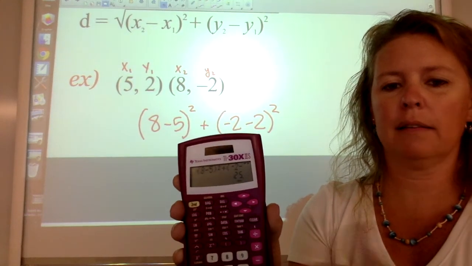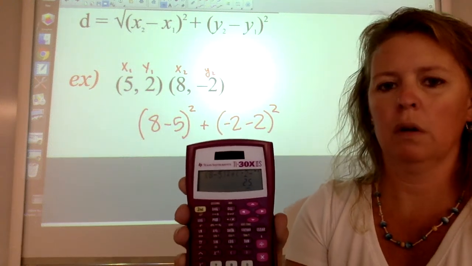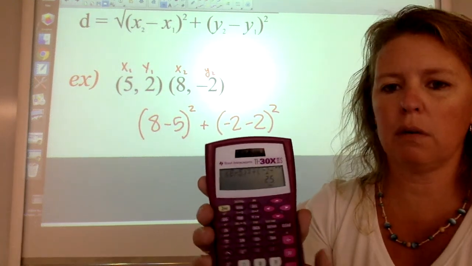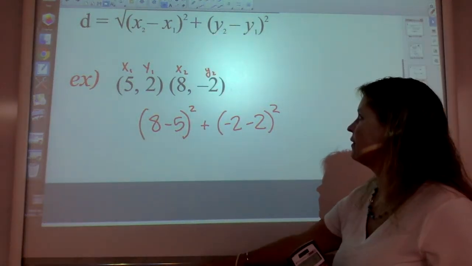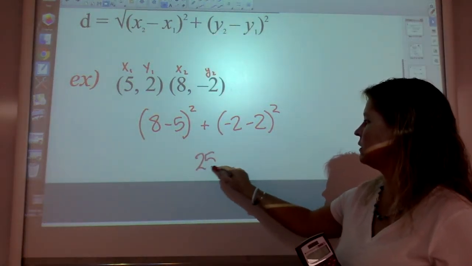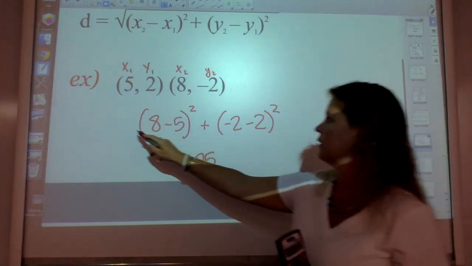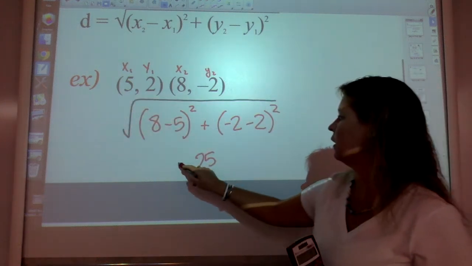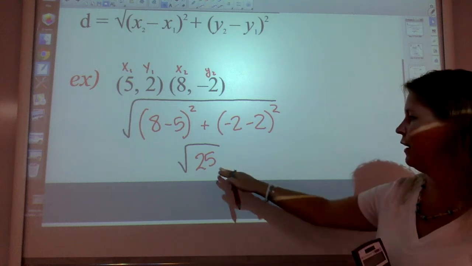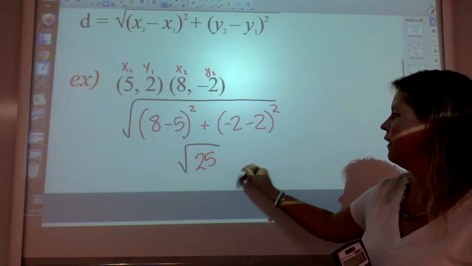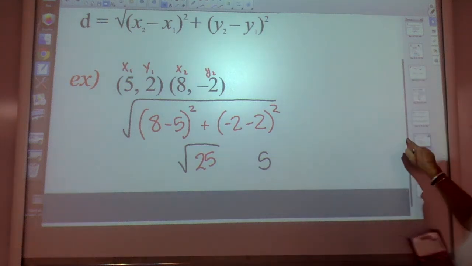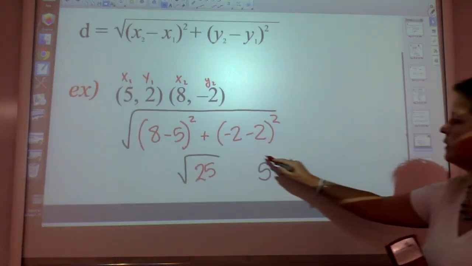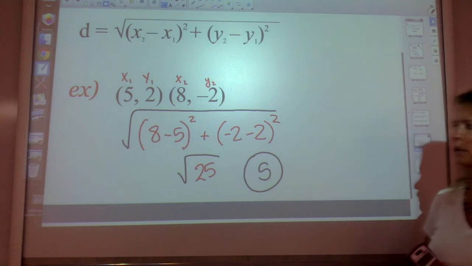It saves you from making any mistakes. You don't want to accidentally take 8 minus 5 as 2, or -2 minus 2 as 0. I've seen people do that. So you get 25 for your distance, but that's not the actual distance because we have yet to take the square root of everything. After you find out the whole number 25, then you square root the 25 and find out that the distance is 5. So the distance is 5. Final answer.